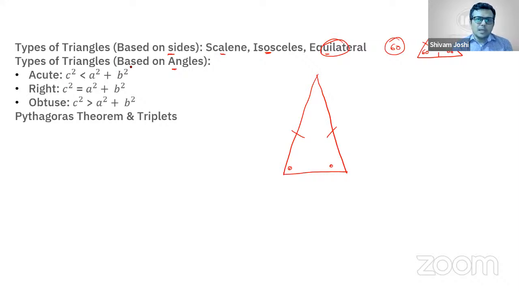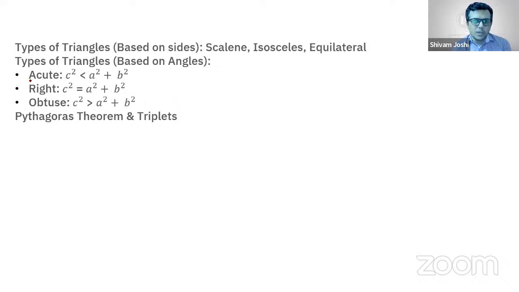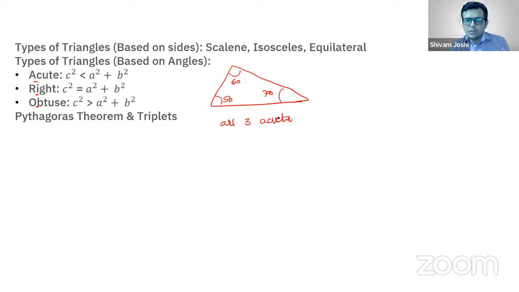Now, types of triangle based on angles. So, based on angles, you can have acute angled triangle, obtuse angled triangle, and a right angled triangle, right? Acute angled triangle is the triangle where all three angles are acute. So, if you have three values here, which are all less than 90 degree. Suppose you have a 50, 60, 70. All three angles are acute. This kind of triangle is known as acute angle triangle.